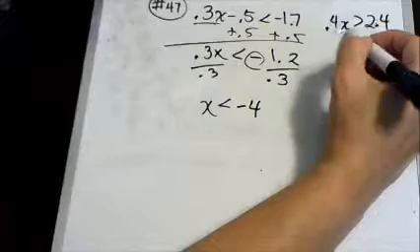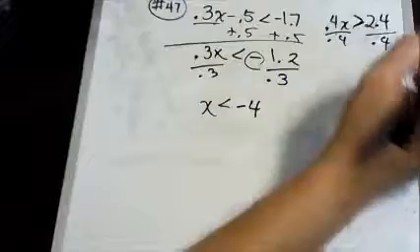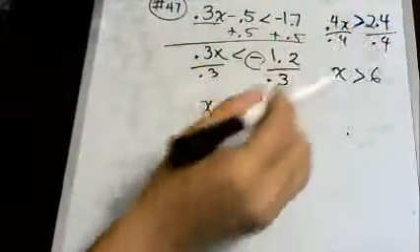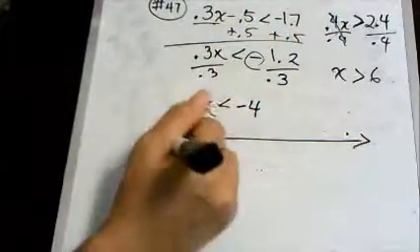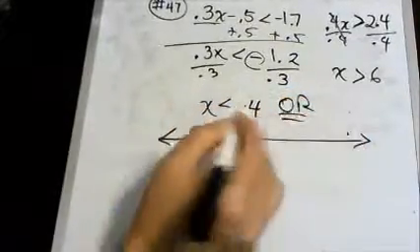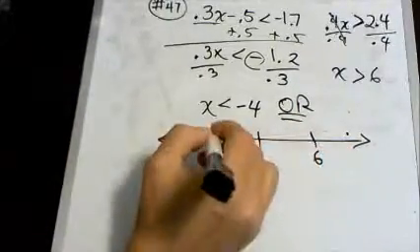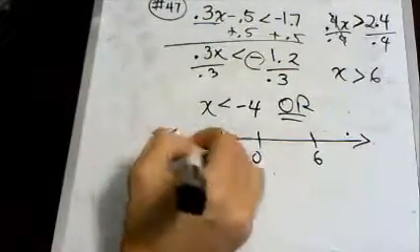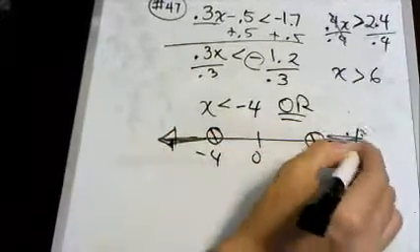On this side, your x has this 0.4 next to it, so divide by 0.4, divide this by 0.4. So x is greater than 6. Put that in your calculator. So now let's do our graph of that. We have an or, remember? Or. So we have a 6 on this side, negative 4 on this side. Open circle. And on this side, open circle. There you are. You are done.